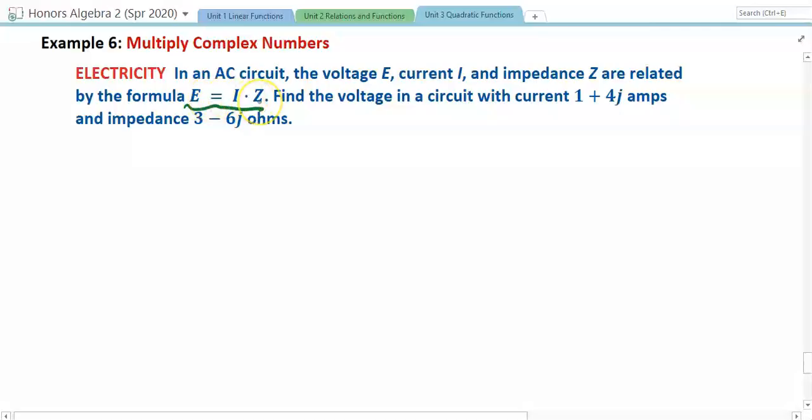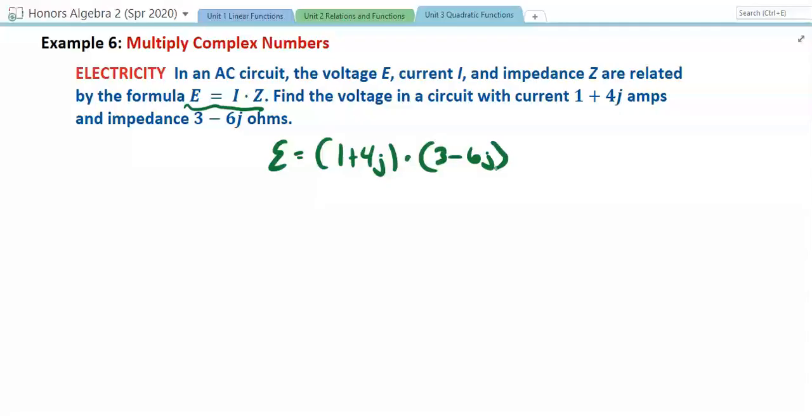And so E is equal to IZ, and so we multiply these together, right? Because I is the current, so that's the 1 plus 4i, or 1 plus 4j, keeping with the variables here, amps, times its impedance, which is the Z, which is 3 minus 6j ohms. And that relates to voltage. When you talk about amps times ohms, it becomes volts. And so E is equal to the product of these.